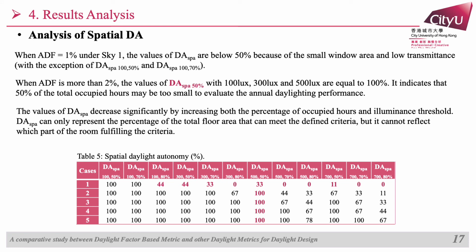For spatial daylight autonomy, when ADF is 1% under sky 1, the values of spatial daylight autonomy are below 50% because of the small window area and low transmittance. When ADF is more than 2%, the values of spatial daylight autonomy 50% with 3 target illuminances are equal to 100%. It means that 50% of total occupied hours may be too small to evaluate the annual daylighting performance.